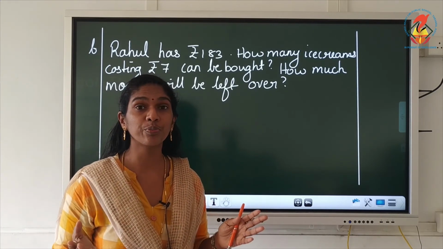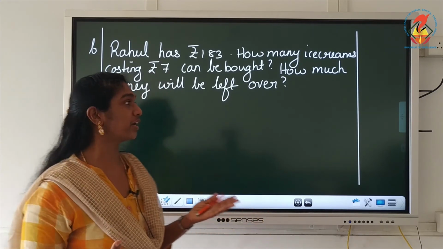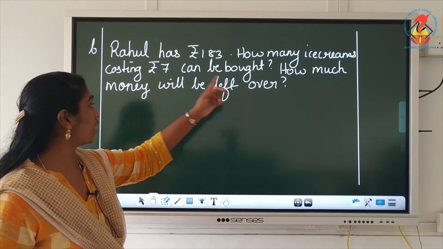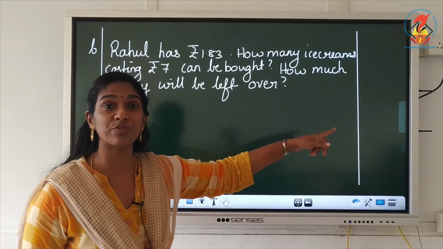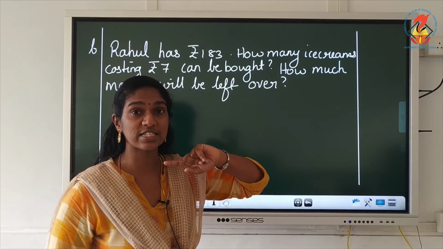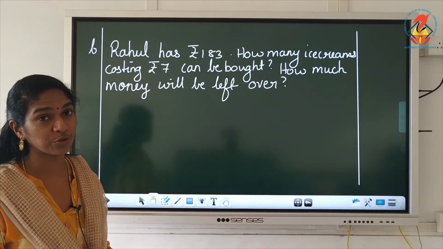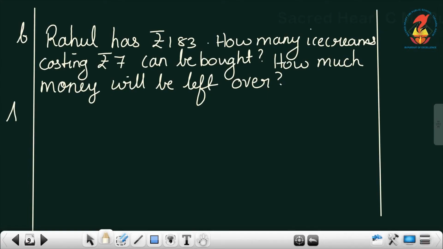What should you do? You should divide. Yes, to get the number of ice creams, you should divide. Then they ask you one more question: how much money will be left over? From where will you get that answer? Yes, the remainder will give you the answer. So, write the statements, children.